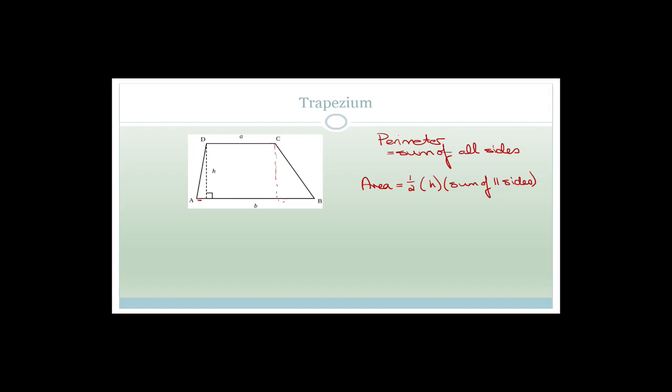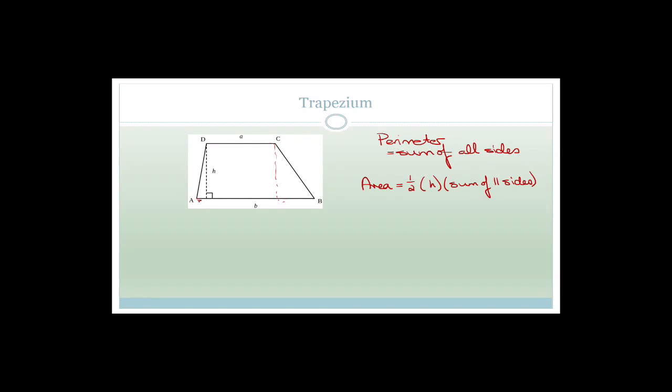It's half the base times the sum of the parallel sides. Now I find a lot of students struggle with that. They really do struggle. So if you're given enough information, feel free to break this up into triangles and squares and rectangles. I don't have a problem with that, but if you could try and memorize it, it's a very good idea.